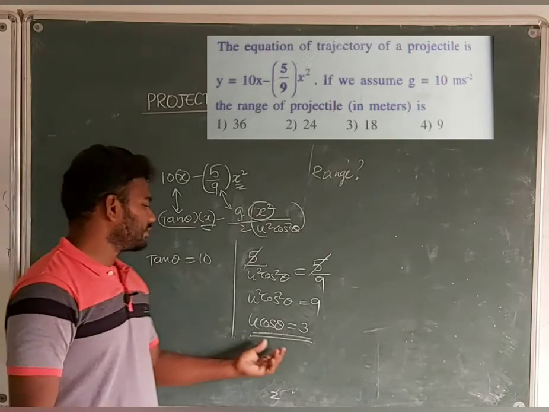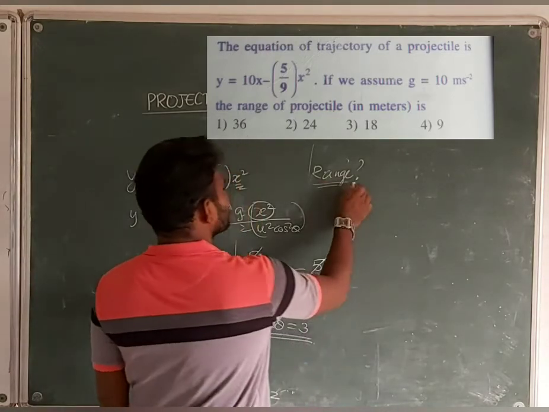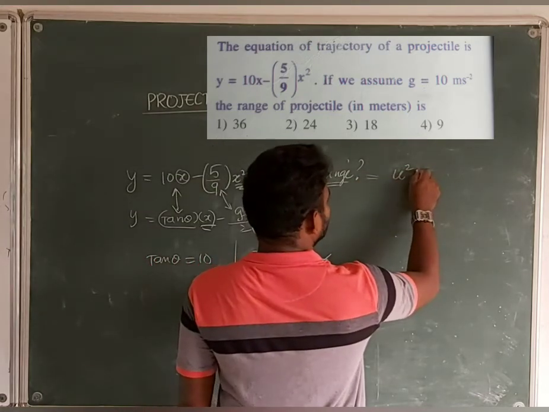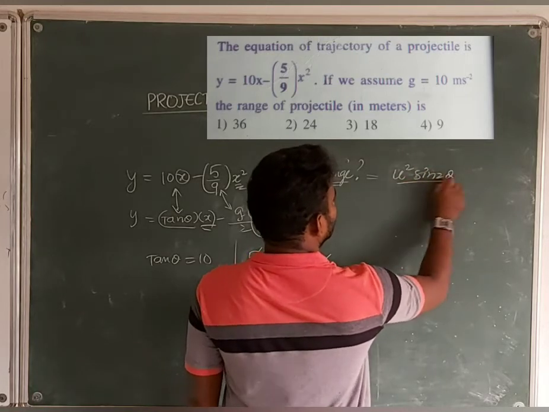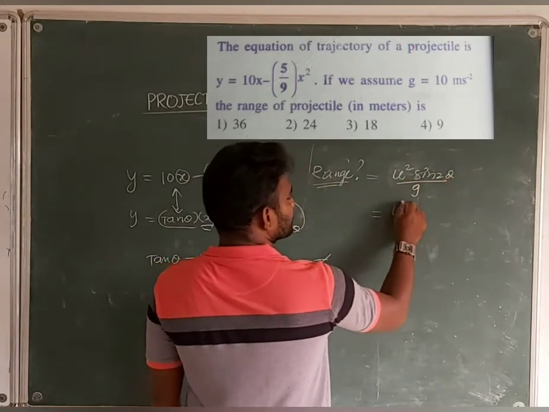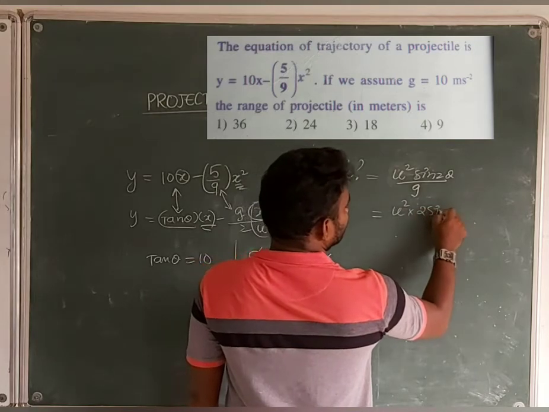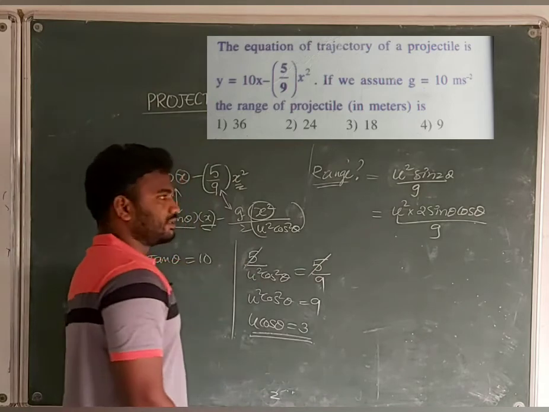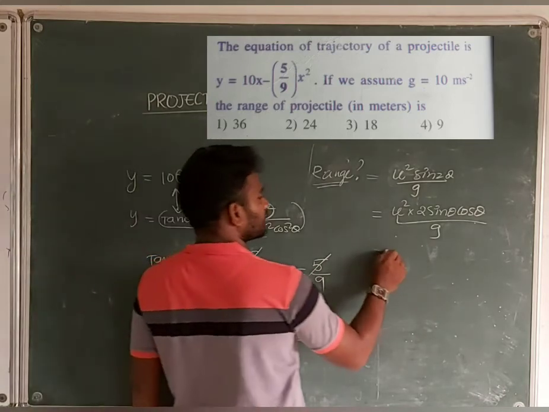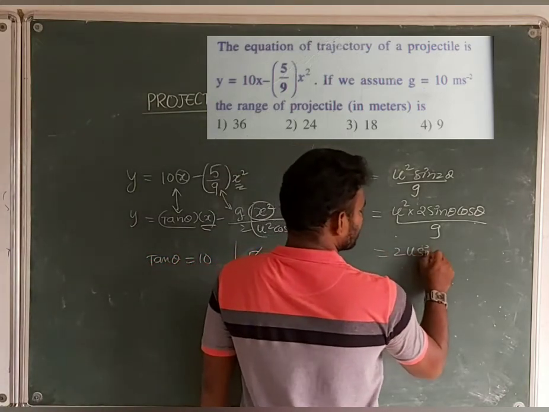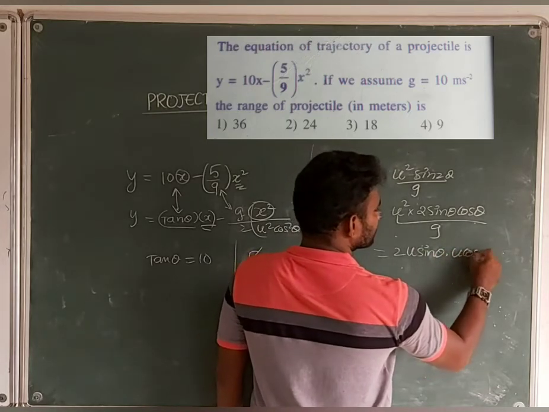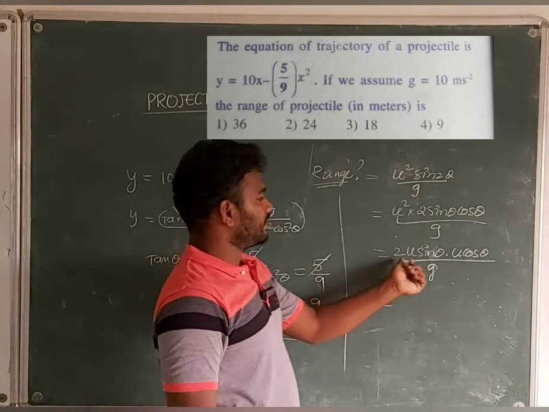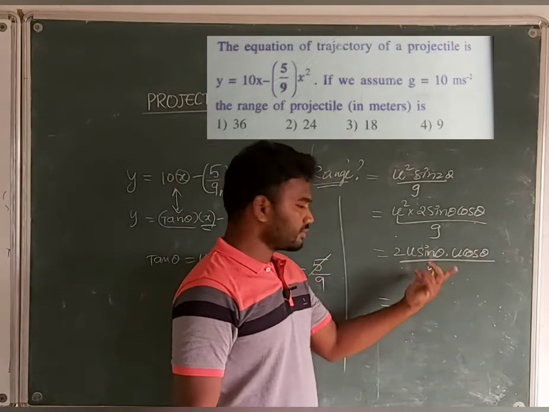But what we want here is the range value. So range in the sense what is the formula? u square sin 2 theta divided by g is the range. Or else you can say u square into 2 sin theta cos theta divided by g. This is how you have to find. Or else you can write 2 into u sin theta into u cos theta divided by g. Students, I hope you are understanding. 2 into u sin theta into u cos theta is also the range.